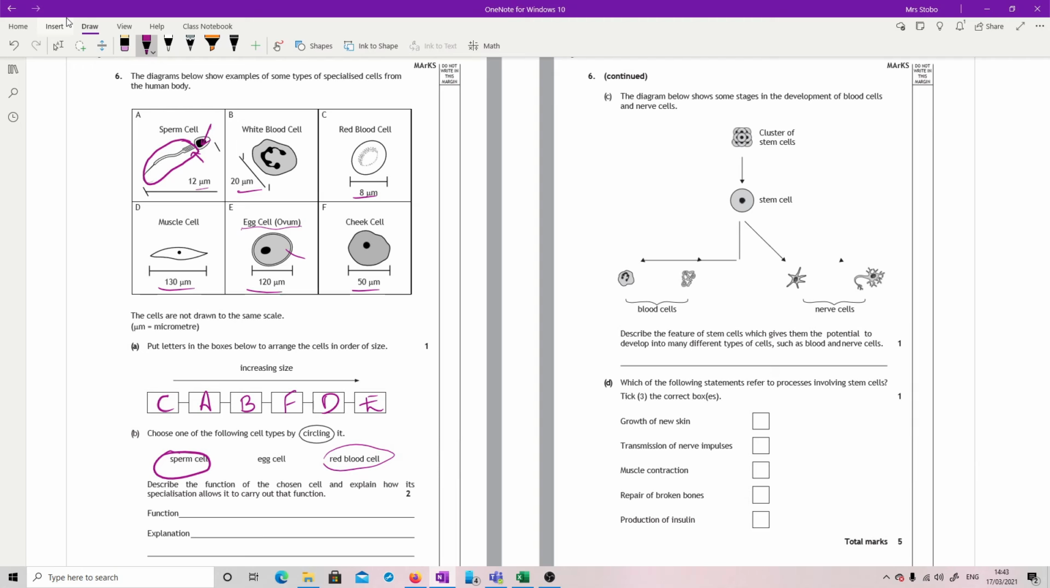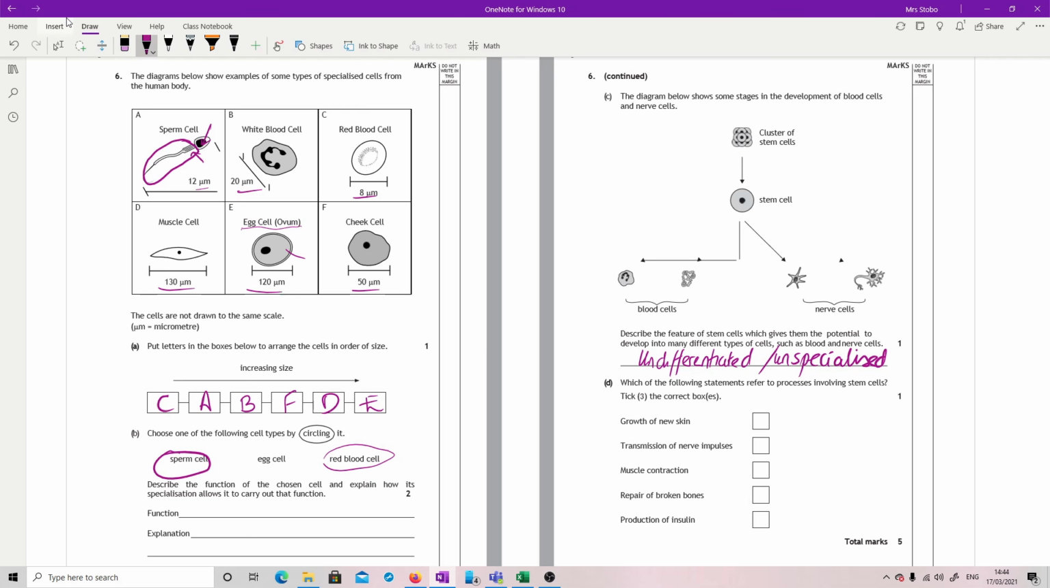Okay, and for C, diagram below shows some stages in development of blood cells and nerve cells, which describe the feature of stem cells which gives them the potential to develop into many different types of cells, such as blood and nerve cells. Well, the feature of them is that they are currently undifferentiated, or we could say unspecialised. So basically what we're saying is that cell is currently not a specialised cell, so therefore it could become specialised.